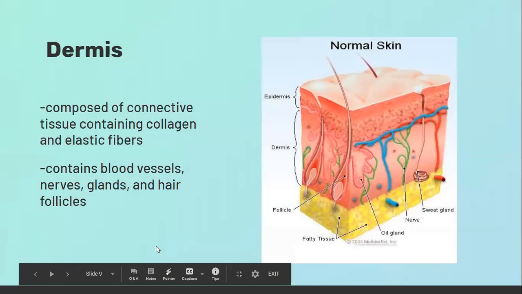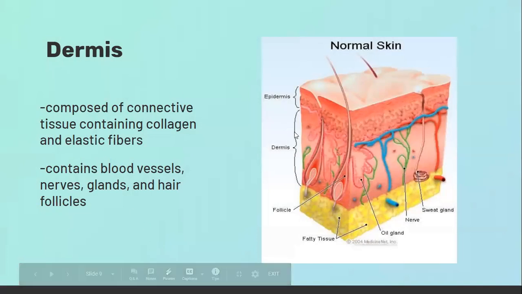So next we're going to go to the dermis, which is the thicker inner layer, as we discussed. It's right below the epidermis, and it's like this really big chunk right here. So the dermis is composed of connective tissue containing collagen and elastic fibers, and it contains your blood vessels, your nerves, glands, and hair follicles.